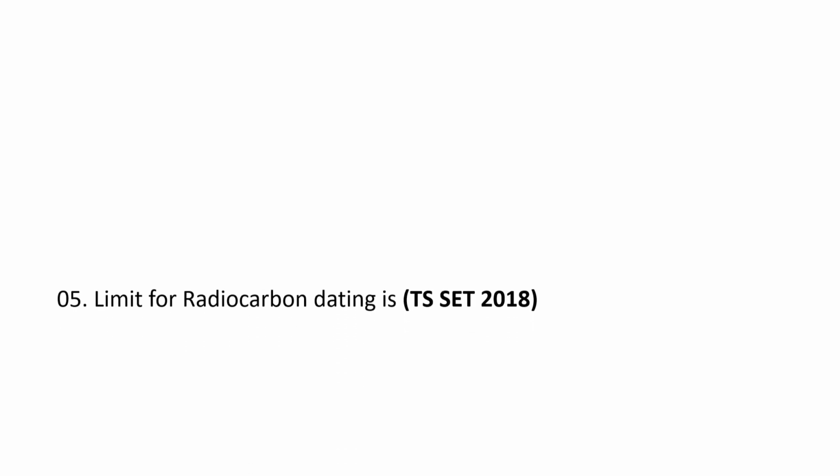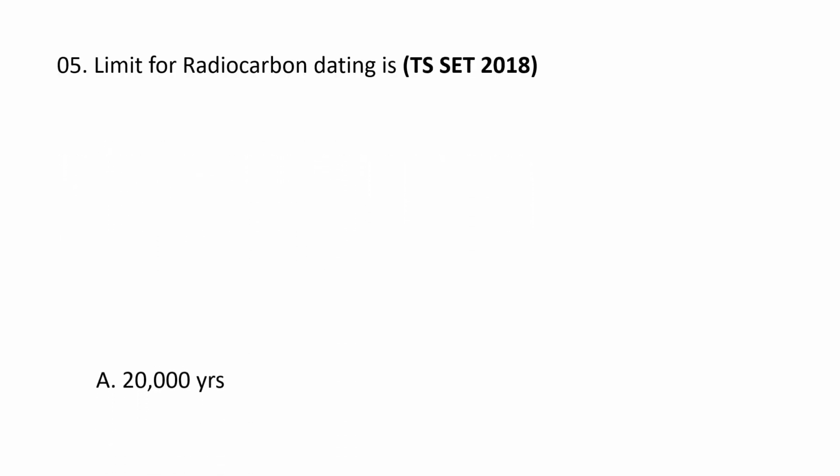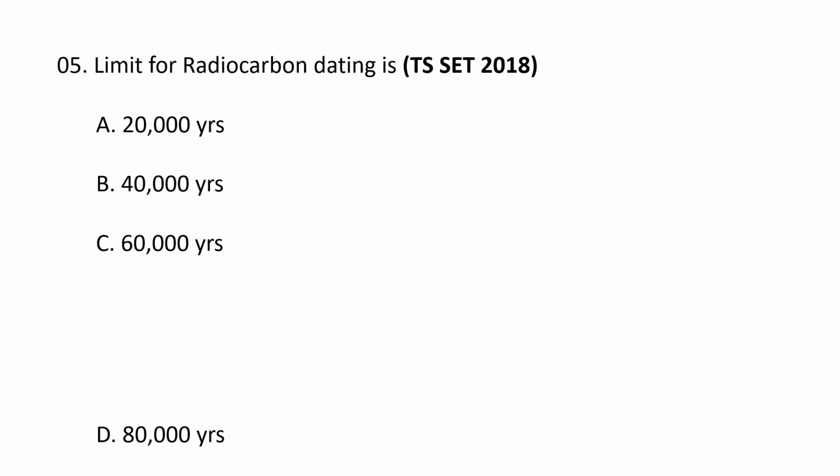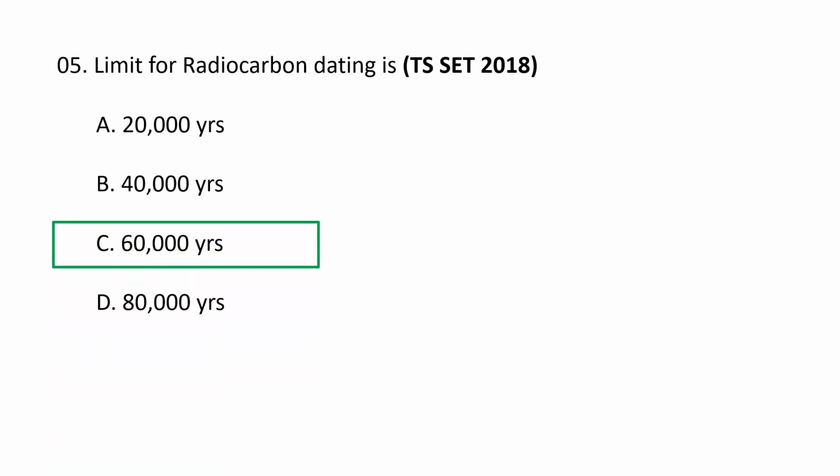Next question. Limit for radiocarbon dating is A. 20,000 years, B. 40,000 years, C. 60,000 years, D. 80,000 years. So the limit for radiocarbon dating is 60,000 years. So C is the correct answer.